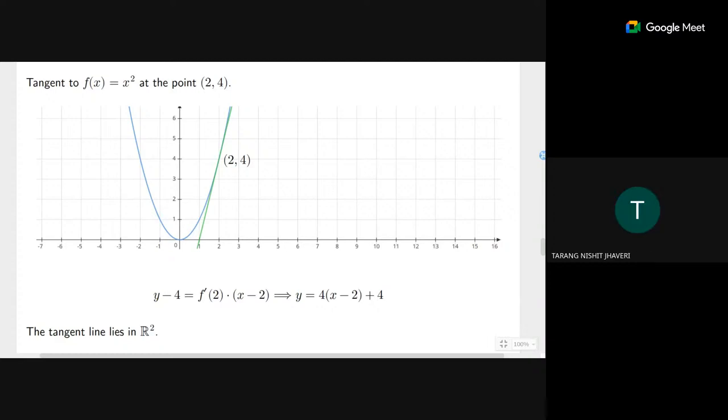Yes. Okay. Lies means that it is a part of R2. Yeah, it's a part of R2. It lies in R2, so if you see what is happening, you can see the green line is in R2. So yes, this is where we tie back to linear algebra, right?